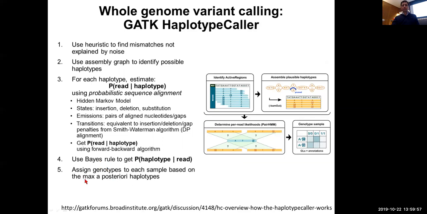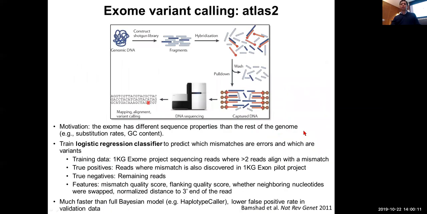Okay? And then after you've done that, you assign genotypes to each sample based on a maximum a posteriori haplotype assignment. Raise your hands if you're with me. Awesome, great. So these are the foundations of GATK.